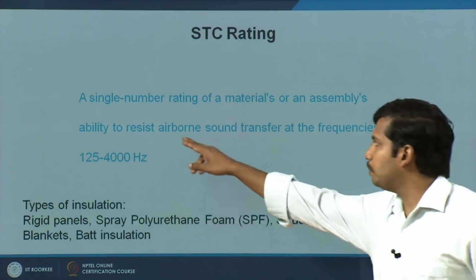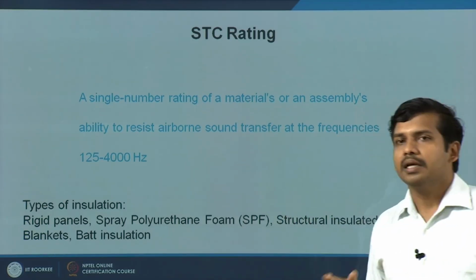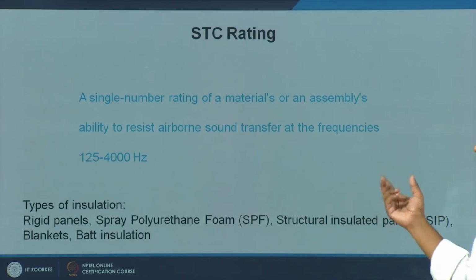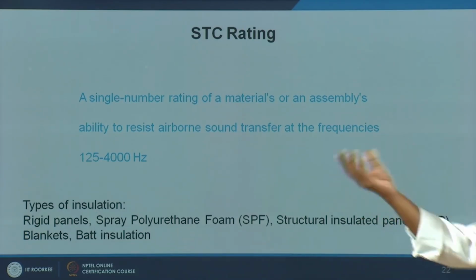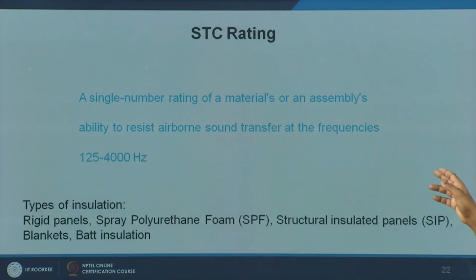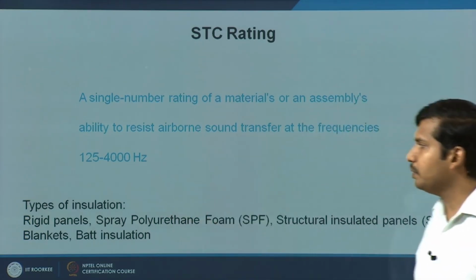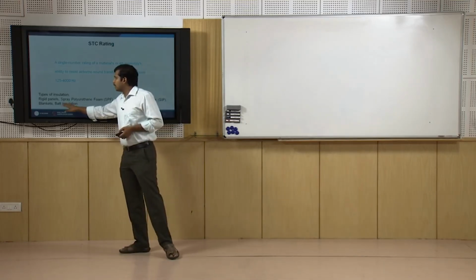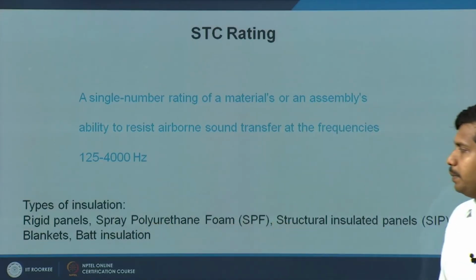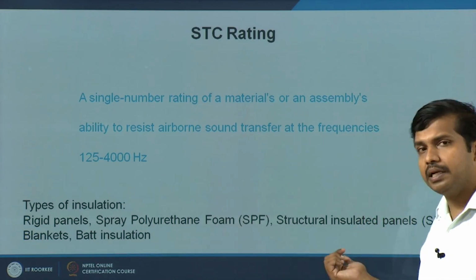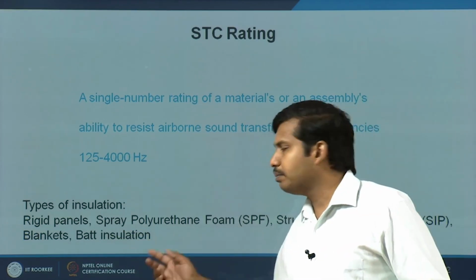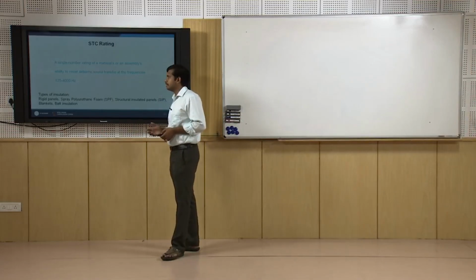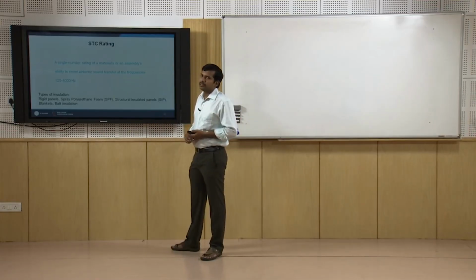Here we are talking about airborne sound transfer. There are different modes: airborne, structure borne sound. Now we are specifically focusing on airborne sound, that is air to air sound transmission at specific frequencies between 125 to 4000 hertz. There are different types of insulation, like rigid panels. You can have something called SPF or spray polyurethane foam. Then you have SIP, structural insulated panels. Different variants are available. Then you have blankets, batt insulation. Specific applications demand different types of sound insulating materials.